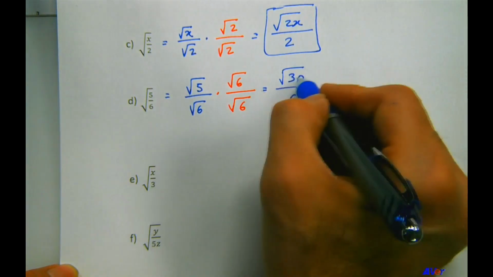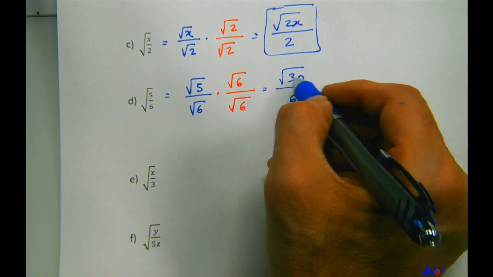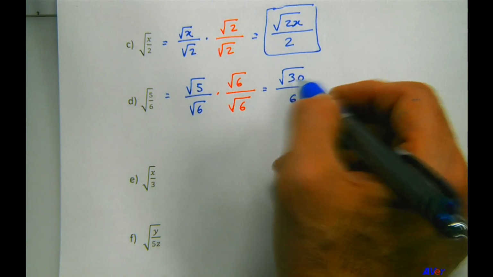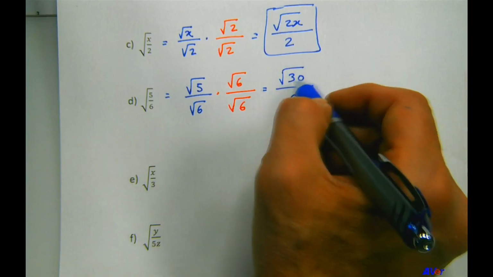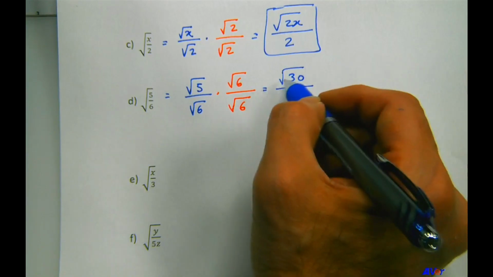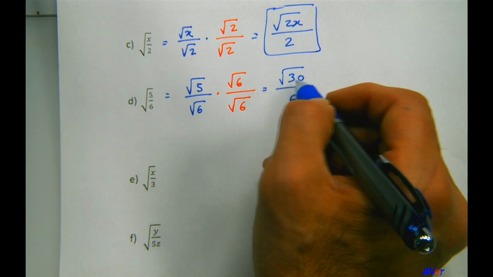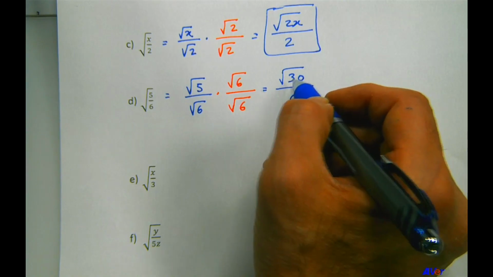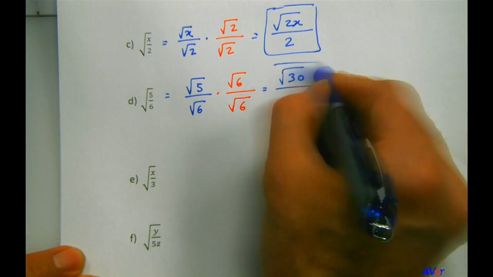Can we simplify that anymore? No, because there's no perfect square factor of 30. If 4 was a factor of 30, yes, we could say 2 squared times something equals 30, and then bring the 2 out and put it in front of the radical expression. But 30 does not have any perfect square term as a factor. So we'll leave this as it is.